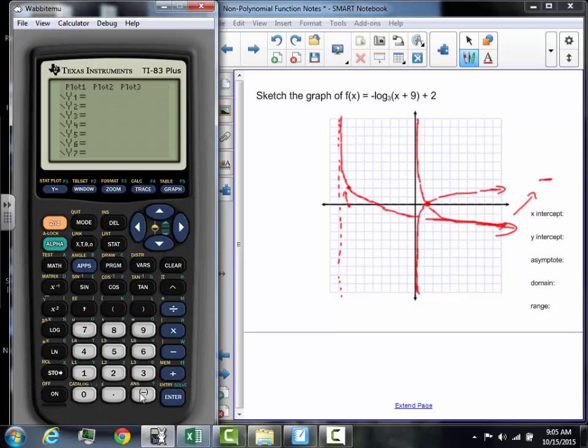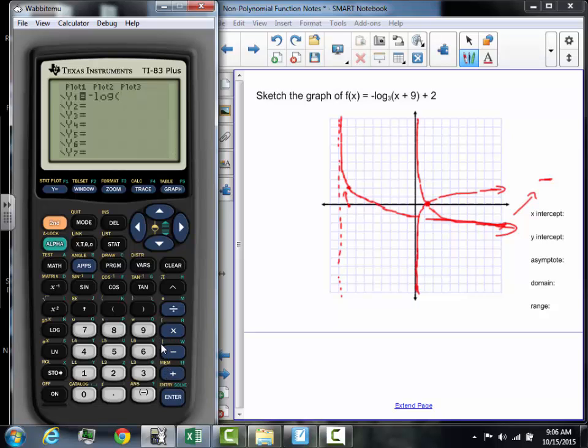You'll have to do negative first. Then you guys are going to have to go second, catalog. You're going to have to look for the log base one, wherever that is in your particular calculator, unless you don't have one of these ones.